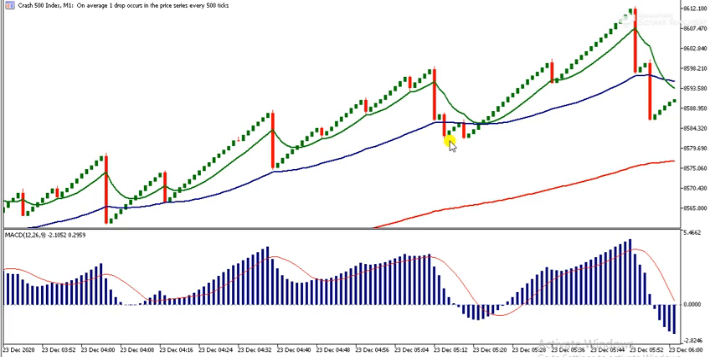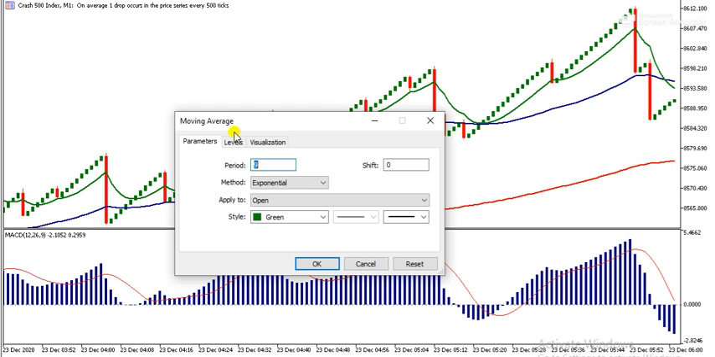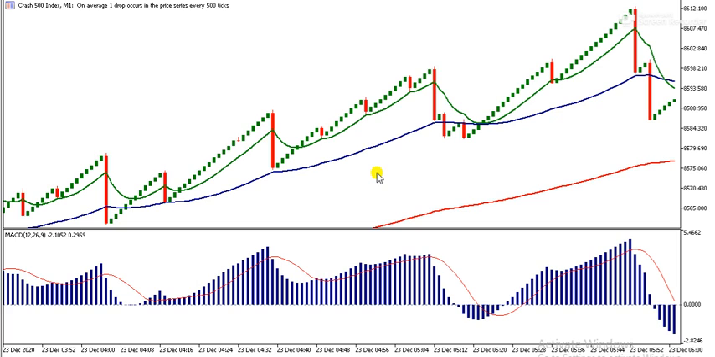Then next we have the moving averages. On the main chart we have the moving averages, which is the second part. The first moving average we have is the moving average 9. Here are the parameters for the moving average 9. The period is 9, the shift 0, the method exponential, and apply to open. Then you can set your style and width according to your preference. So the moving average 9 is the first moving average in our main chart.